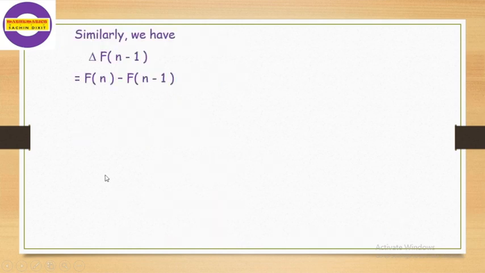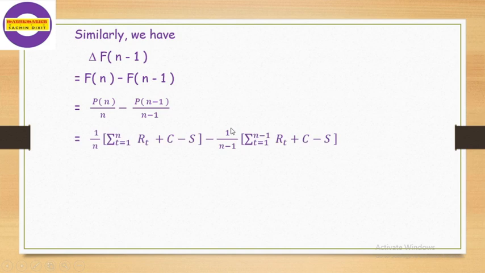Now consider the second case. Similarly, we have del f of n minus 1 is equals to f of n minus f of n minus 1. Substitute the values of fn and fn minus 1. We get pn divided by n minus p of n minus 1 divided by n minus 1. Now again substitute the values of pn and pn minus 1. We get 1 upon n into bracket summation t varies from 1 to n Rt plus c minus s, bracket complete, minus 1 upon n minus 1 into summation t varies from 1 to n minus 1 Rt plus c minus s.